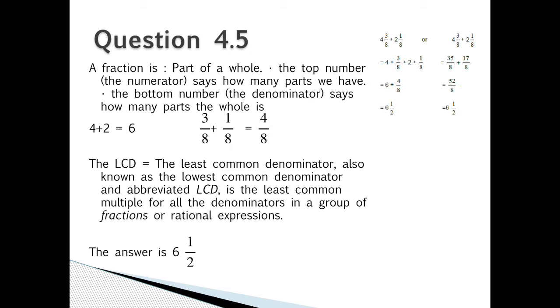The lowest common denominator, also known as the least common denominator and abbreviated LCD, is the least common multiple for all the denominators in the group of fractions or rational expressions. In our case, the answer is going to be 6 and a half.